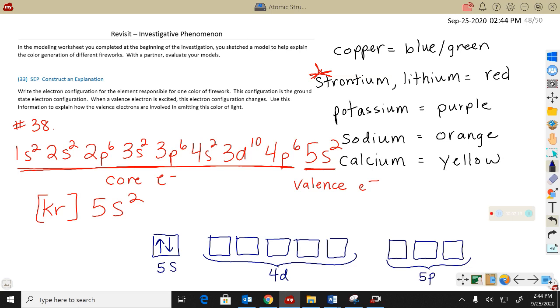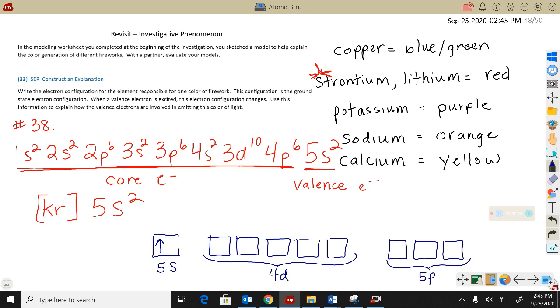Okay, well, ground state would be like normal, low energy, but we know that if there is an outside source of energy, like heat or electricity, a spark, and think about if you ignite a sparkler, you're adding energy. Well, we know that when you add energy, those electrons can jump up to higher energy levels. And so here might happen if we excite the electrons. There was that rule about filling the orbitals low energy to high energy. Well, yeah, that's in the ground state.